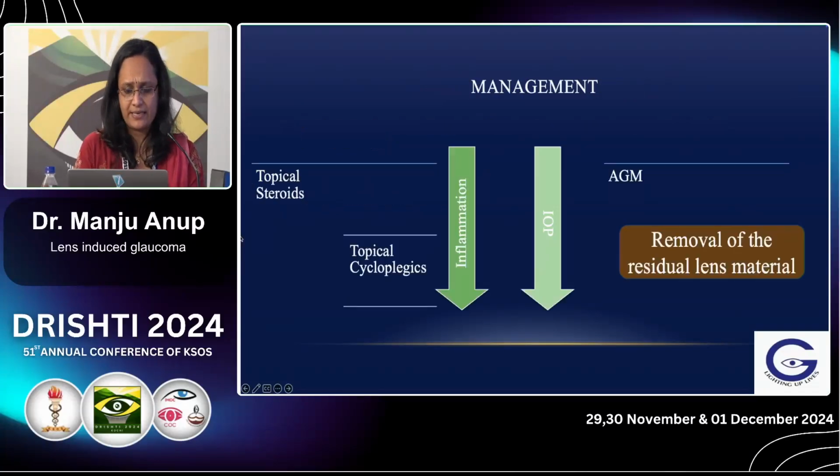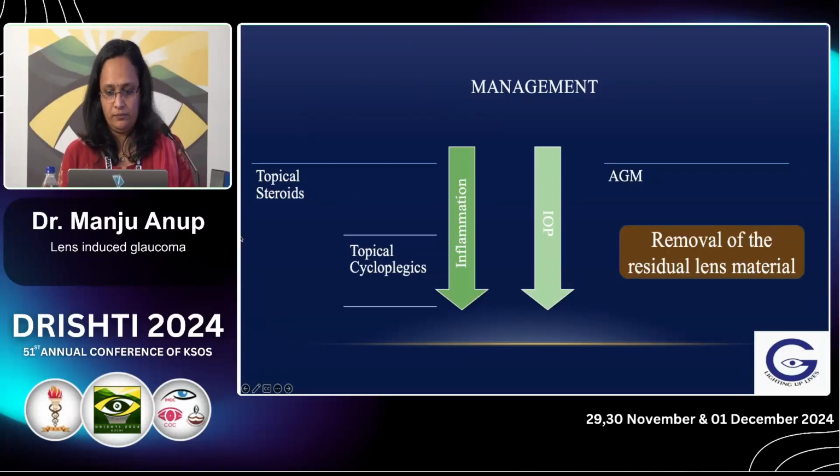The initial management is the same, and if medical treatment is unsuccessful, here also you have to do a surgical removal of the residual lens material once the inflammation is under control.